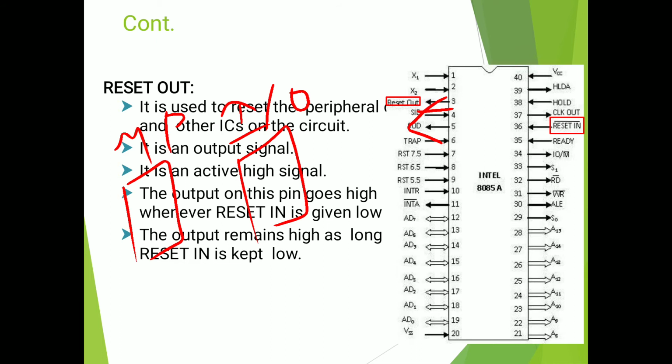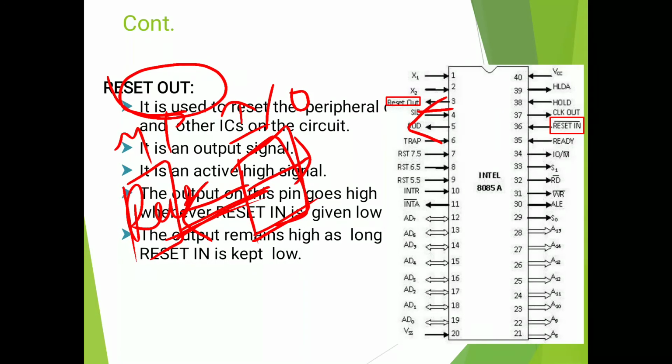Microprocessor and input output device. Suppose peripheral devices are connected to the microprocessor. This signal indicates that the microprocessor is being reset. This signal is used to reset all the connected devices. When the microprocessor is reset, every device connected to the microprocessor is reset.